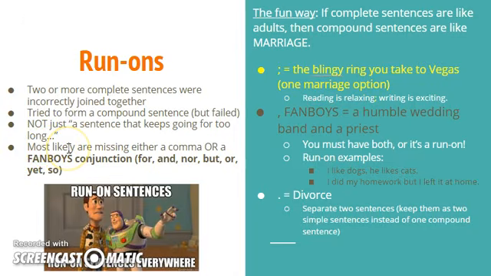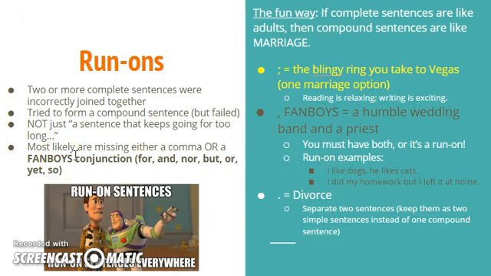Most run-ons are the same type. Most of them are missing either a comma or a FANBOYS conjunction. FANBOYS or coordinating conjunctions are for, and, nor, but, or, yet, so, or FANBOYS.